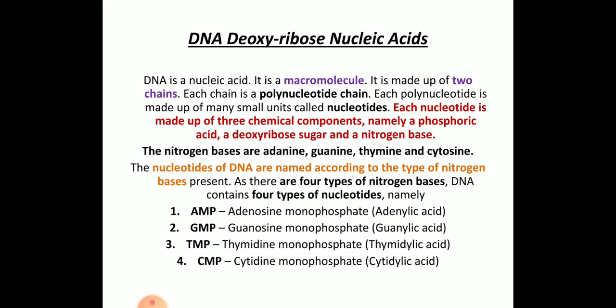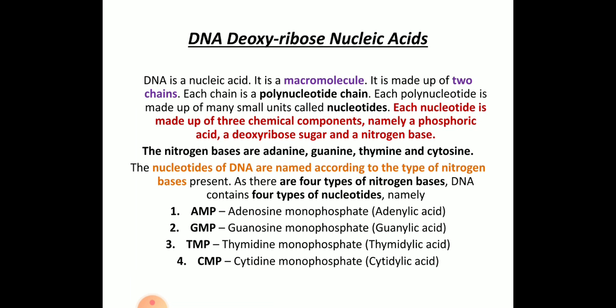So if you are talking about the ribose sugar, then it will be RNA, that is ribonucleic acid. The nitrogenous bases are adenine, guanine, thymine, and cytosine. But remember, the thymine will be replaced by the uracil. So there, RNA will be composed.